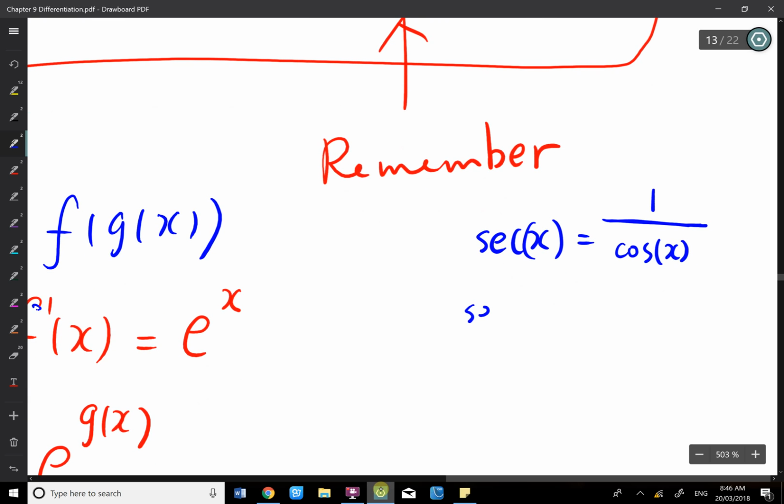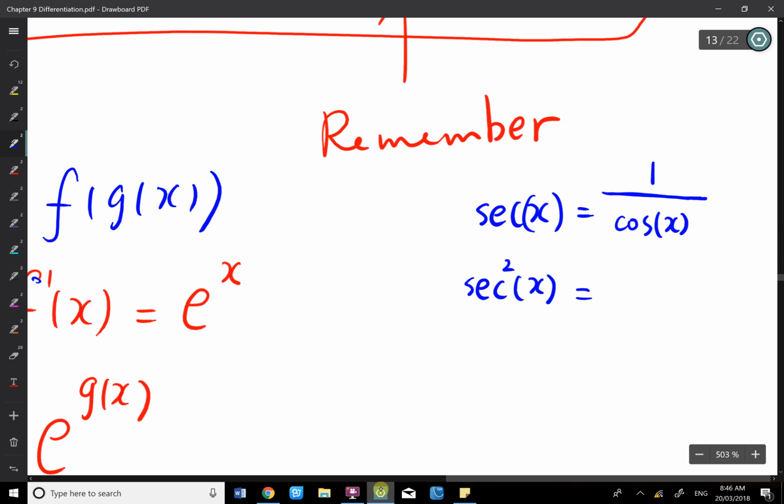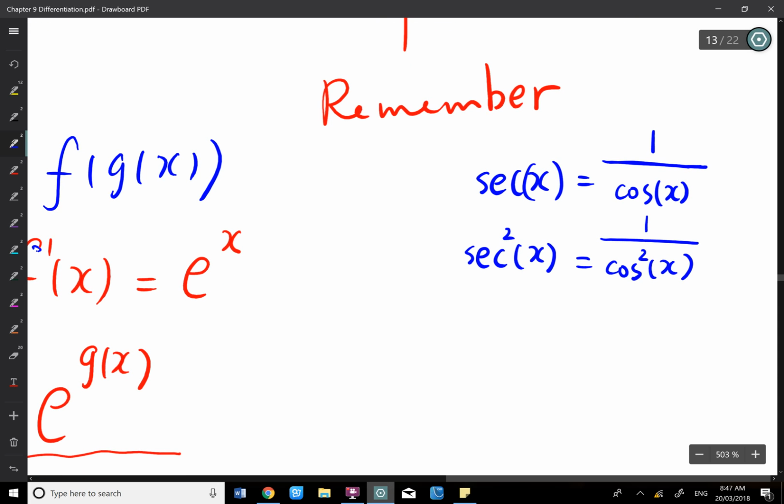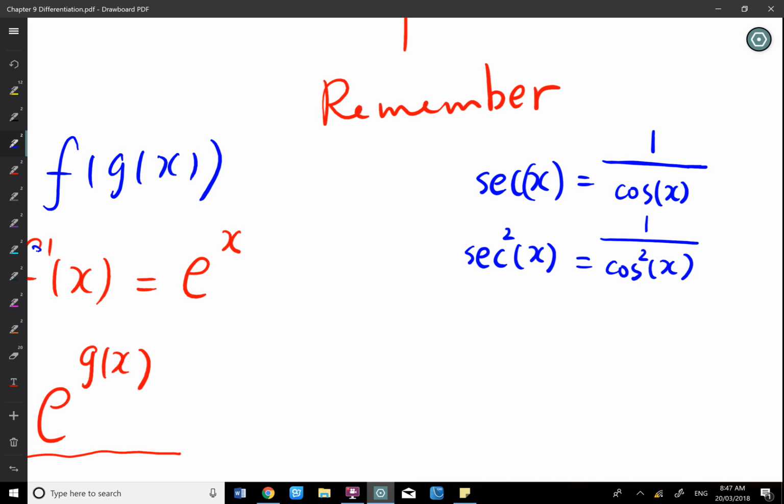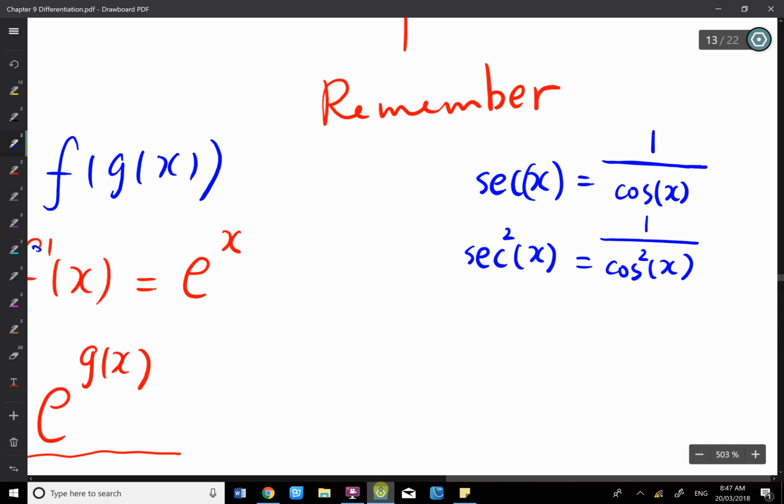Then what is secant squared x? Okay, secant squared x is therefore 1 over cosine squared x. But we put the 2 as the power in the middle of cosine and the value. Why is it like that? I think it just looks more beautiful. So we can write it this way. Okay, they are equivalent.